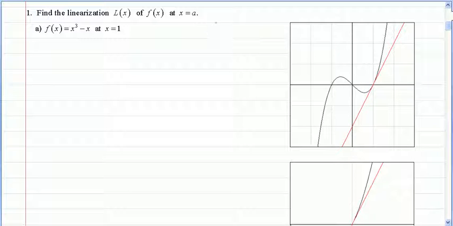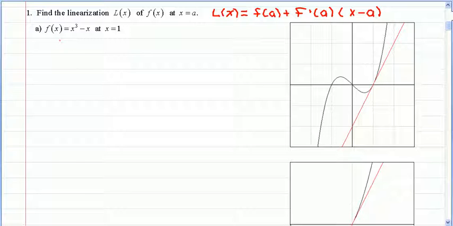For number 1, the directions are to find the linearization L of x of f of x at x equals a. If you look above at the formulas, the formula for linearization is L of x is equal to f of a plus f prime of a times x minus a. I will use this formula for all of the parts in example 1.